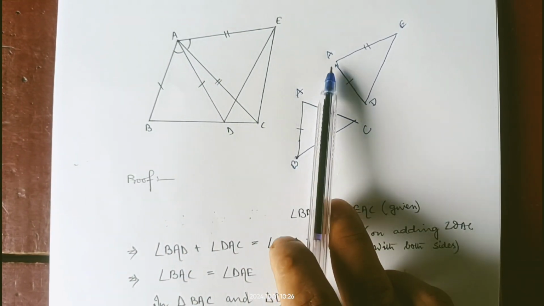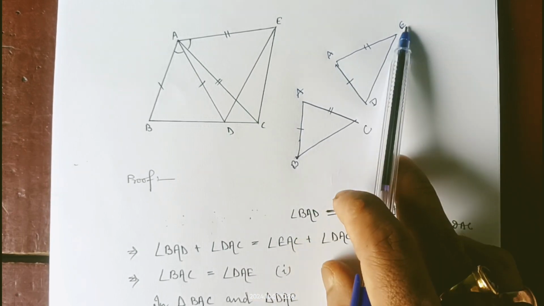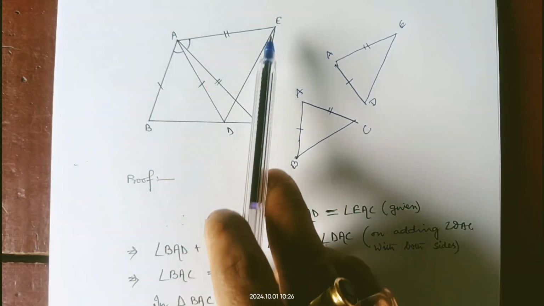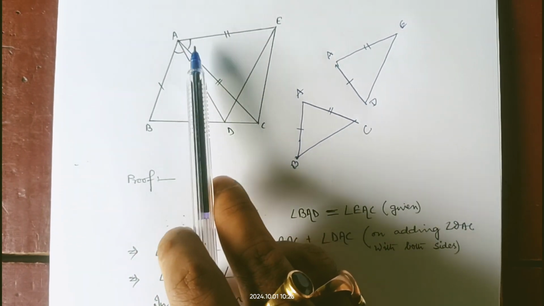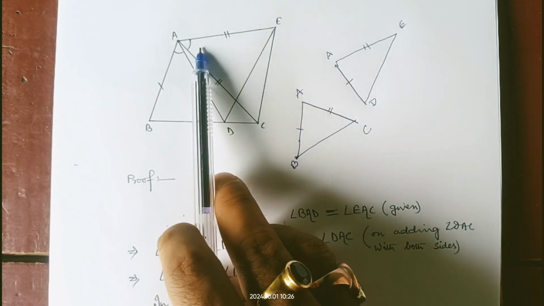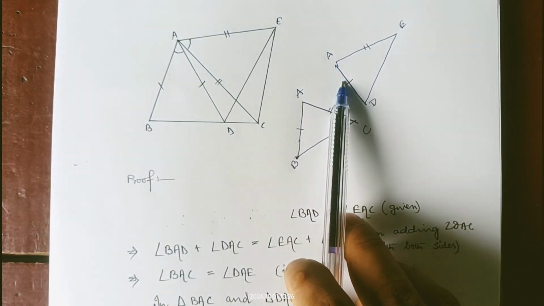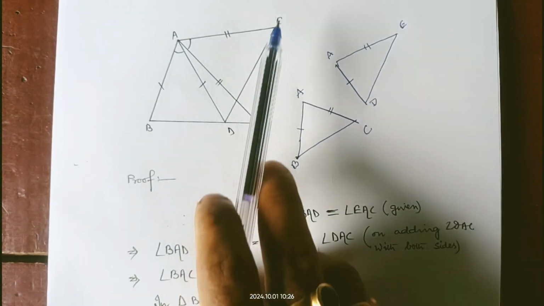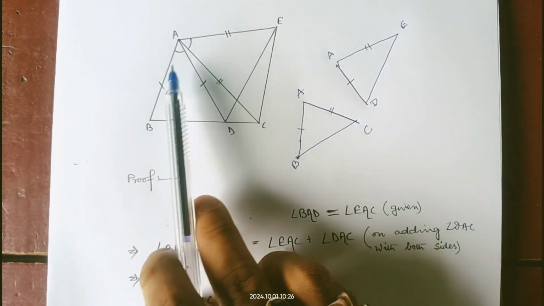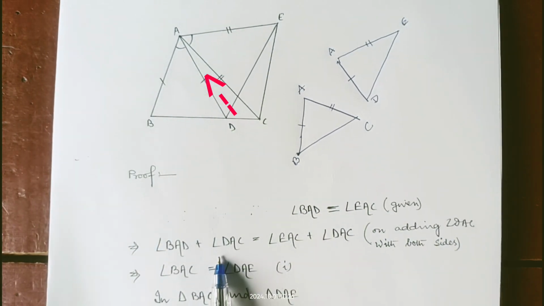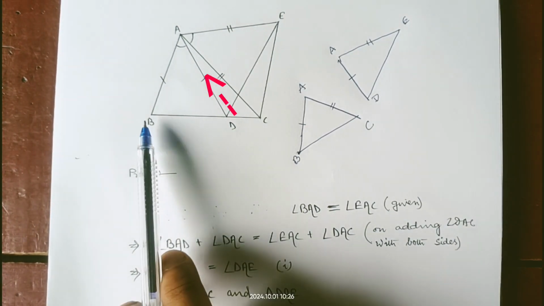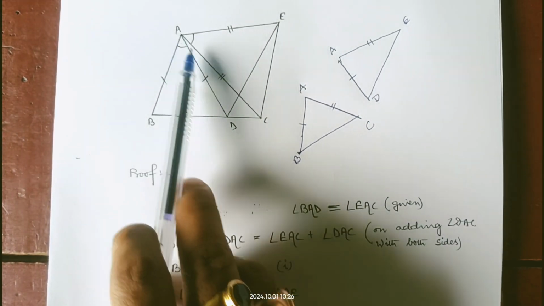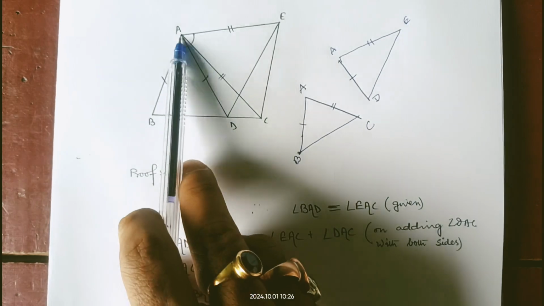Now here AB equals AD is given, AC equals AE is given, but these two angles are not given. Only it is given that BAD equals EAC. So if I add angle DAC with both, then I am going to get these angles equal. Here I have written angle BAD equals EAC, it is given. Now with these two angles I am adding angle DAC. If I add angle DAC with both, then I am going to get BAC.